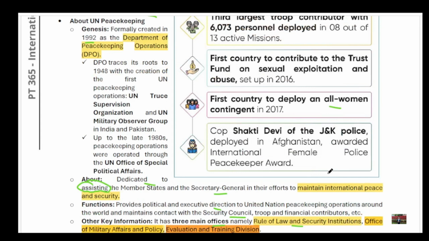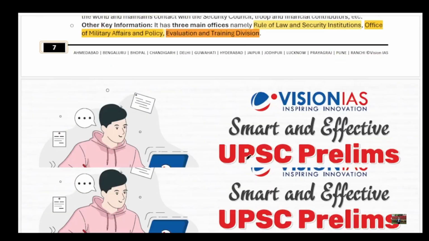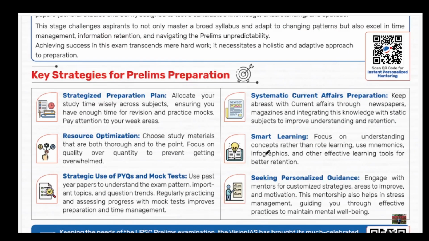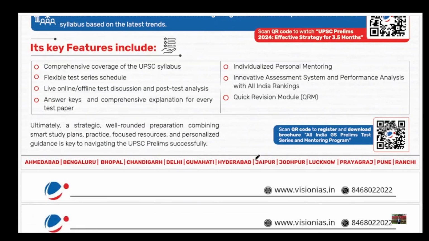Especially one officer from Jammu and Kashmir, known as Shakti Devi, was the first female officer deployed in Afghanistan. For her remarkable work in Afghanistan, she was awarded the International Female Police Peacekeeper Award. So this was all about United Nations peacekeeping and the United Nations peacekeeping force.